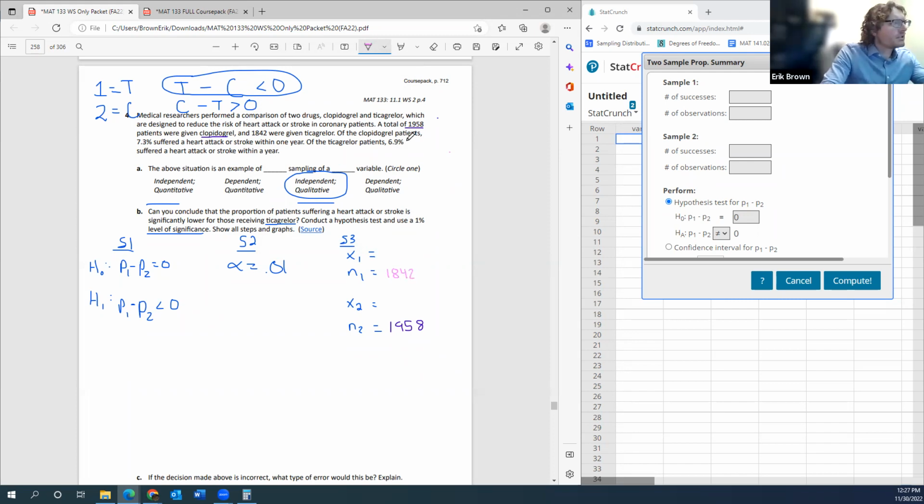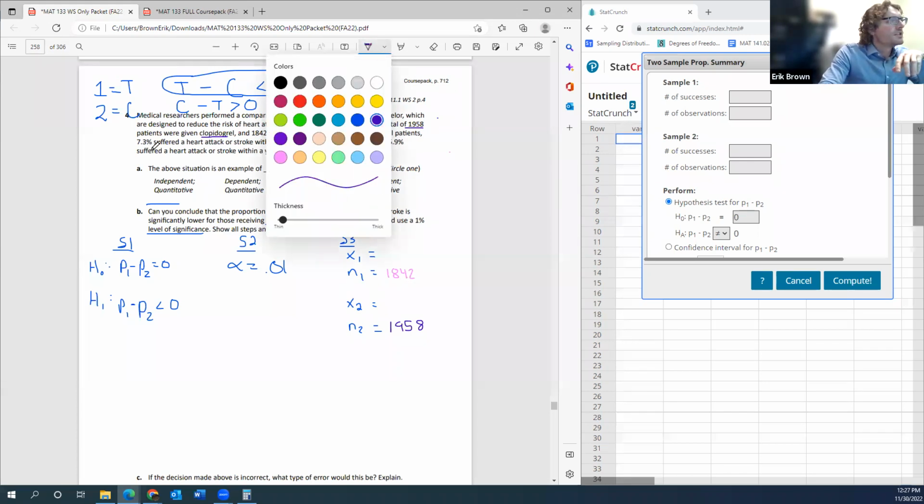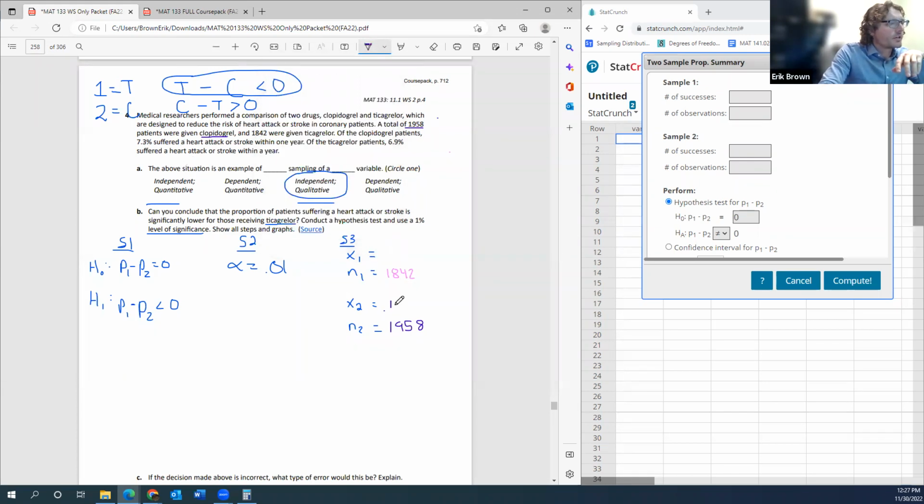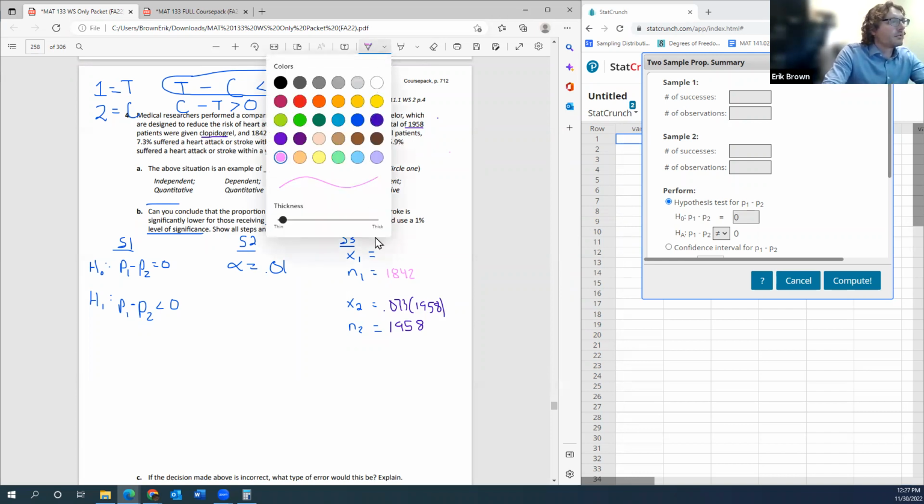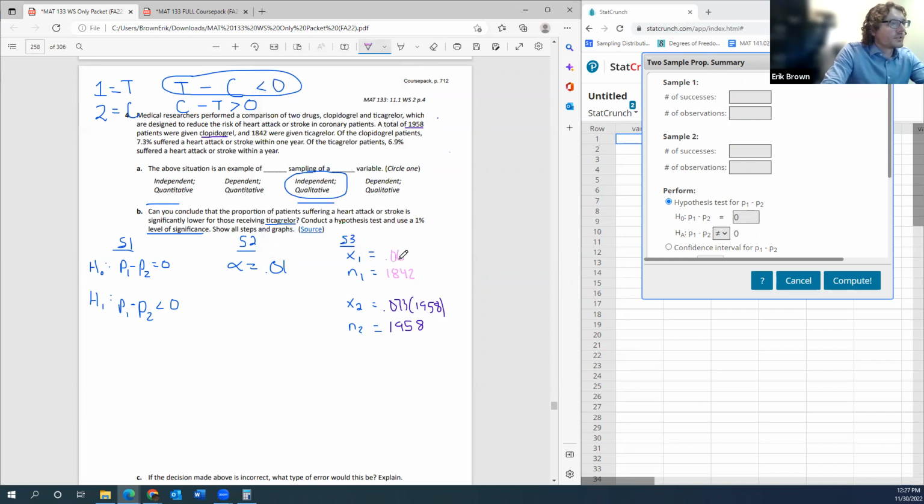Of the C patients, which is group 2, 7.3% suffered a heart attack. So remember, we have to do p-hat times n to figure out what that number is within 1 year. Of the T patients, 6.9% suffered a heart attack. So 0.069 times 1842.